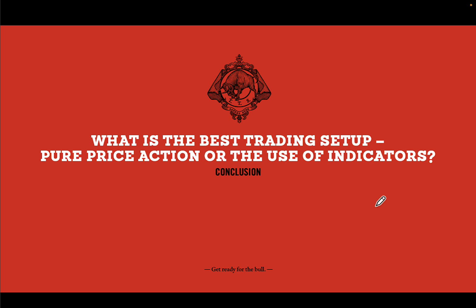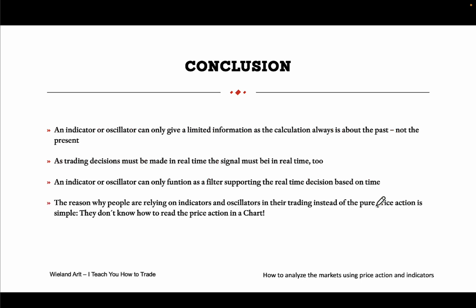So as a conclusion, what is the best trading setup now? Pure price action, or the use of indicators? We have seen both, right? We have discussed price action, and we have discussed indicators, just a few, like four, and it's a combination of both. An indicator or oscillator can only give limited information, as a calculation is always about the past, not the present. Because in order to have an indicator or oscillator, you need data, and the data always comes from the past. There's no other way to have it. Therefore, all your trading ideas are about the past if you go just with indicators.